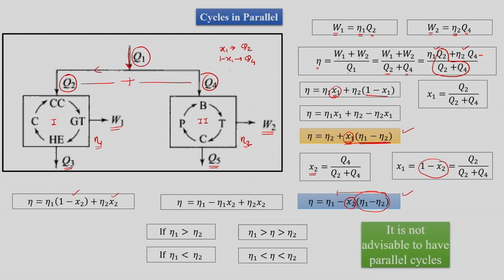So, it turns out that we should not consider two cycles in parallel, since the resultant cycle will have an efficiency intermediate to the efficiencies of the two cycles. So, this was an exercise where we wanted to see what would happen if two cycles are in parallel to each other.